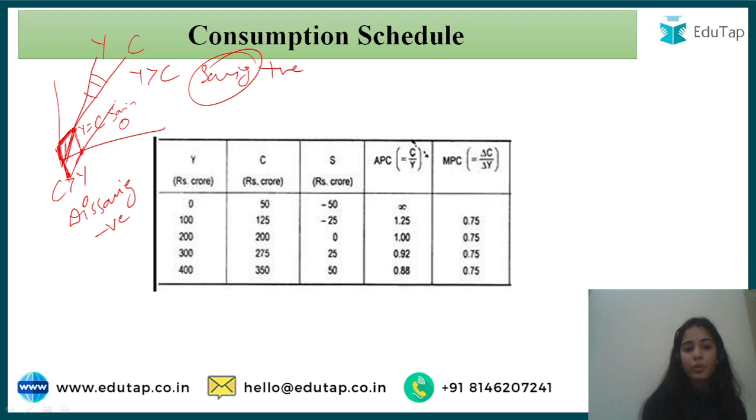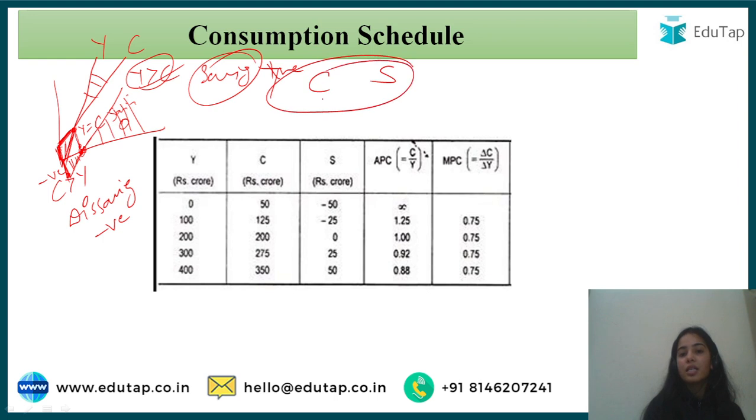but it becomes 0 when your income is equal to consumption, and when your income is greater than consumption, your saving is increasing, your saving has become positive. Here it was negative when you were dissaving, it was equal to 0, and then it has become positive. So this is the relationship between the income, consumption and the saving.